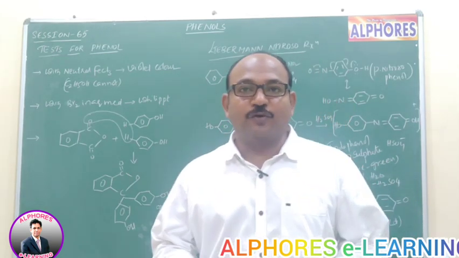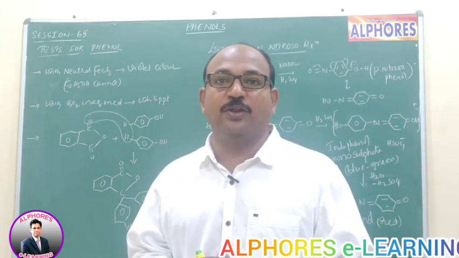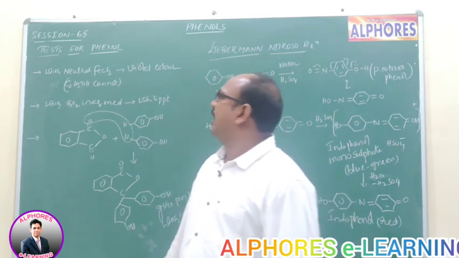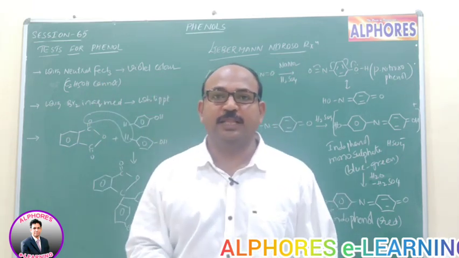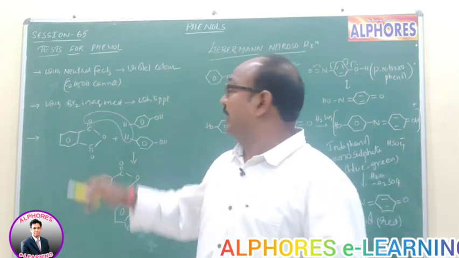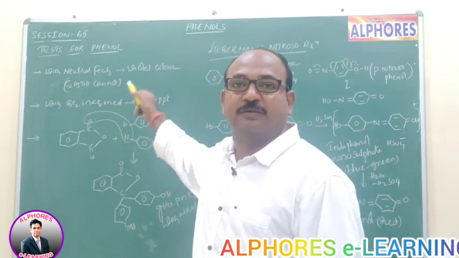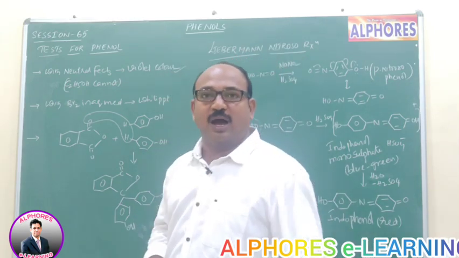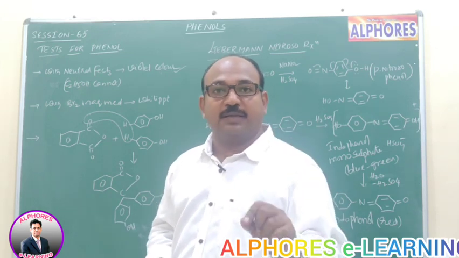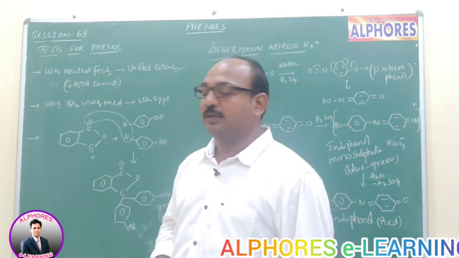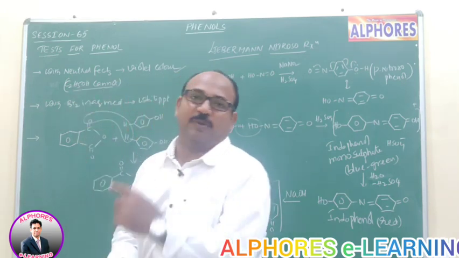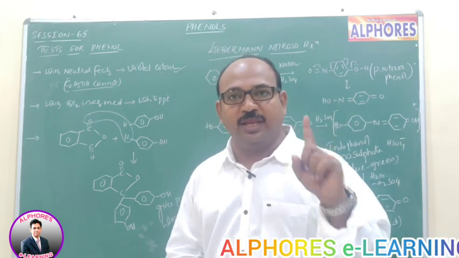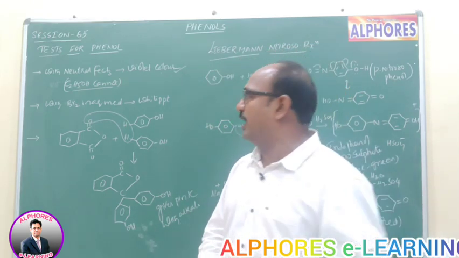Students, so far we discussed named reactions of phenols. Now let us see the tests for phenols, starting with neutral FeCl3. In the beginning of the session we learned that with neutral FeCl3 it gives a violet color complex, and this reaction can be given by all enols but not all alcohols. Ethyl alcohol, for example, cannot perform this reaction. This neutral FeCl3 test is only for enols.